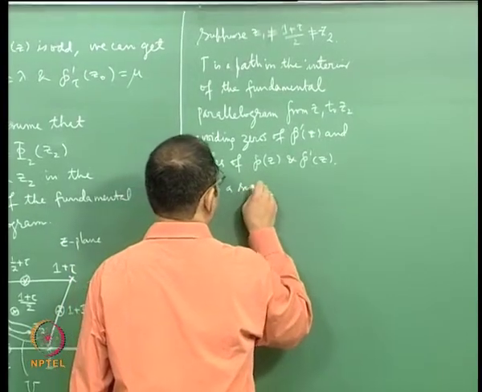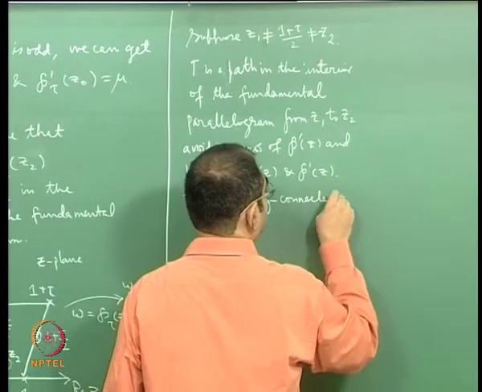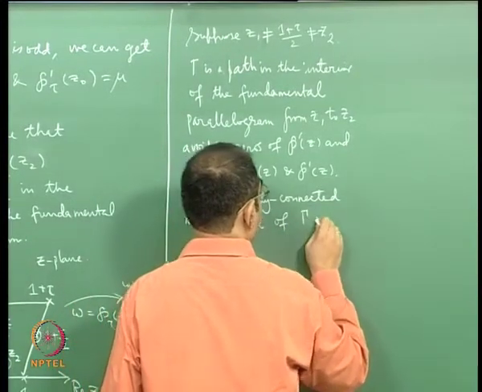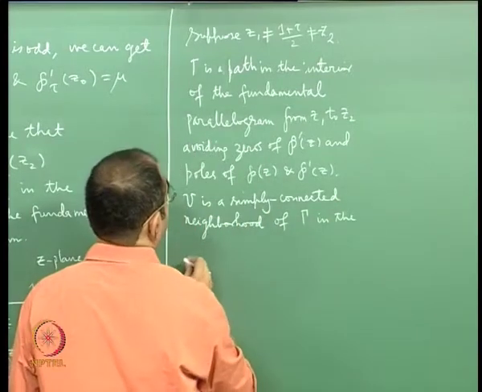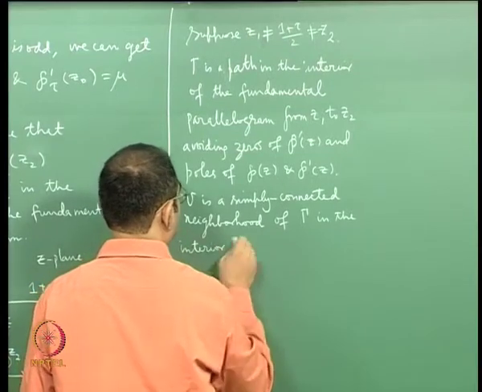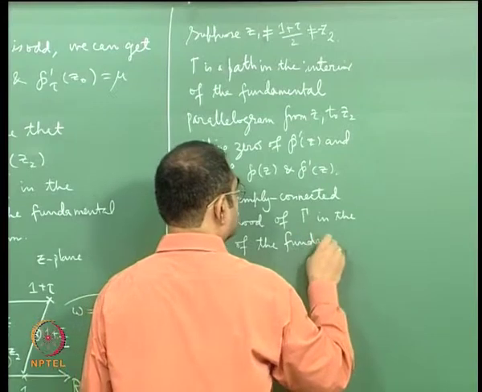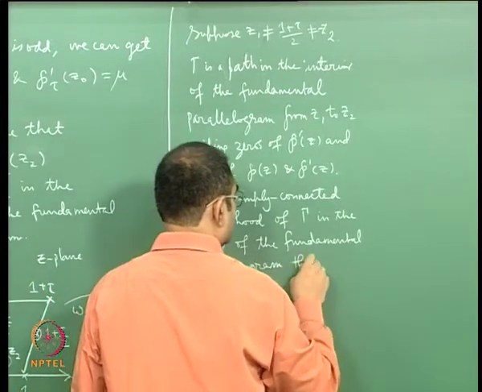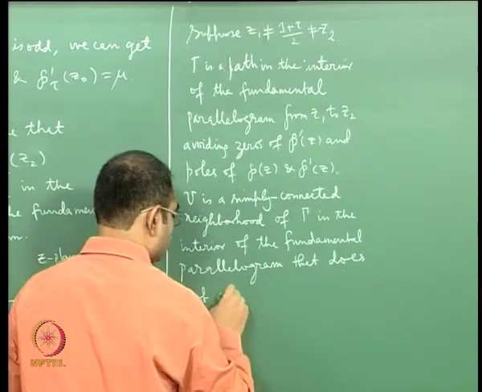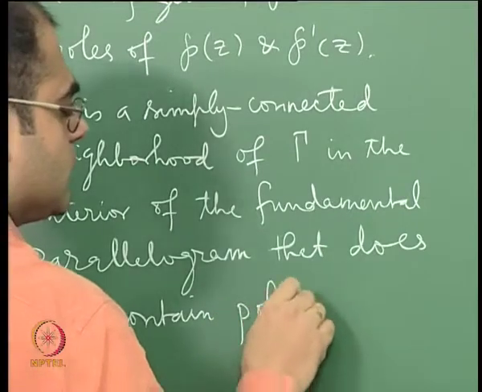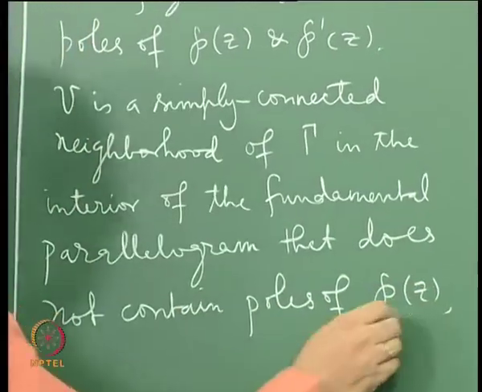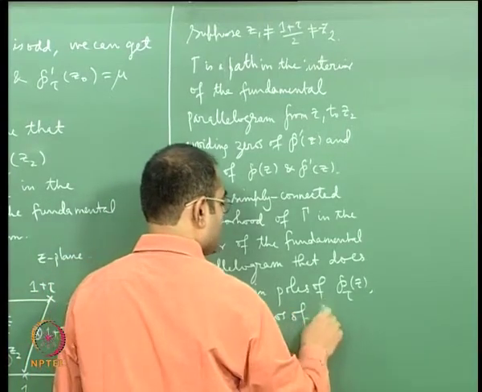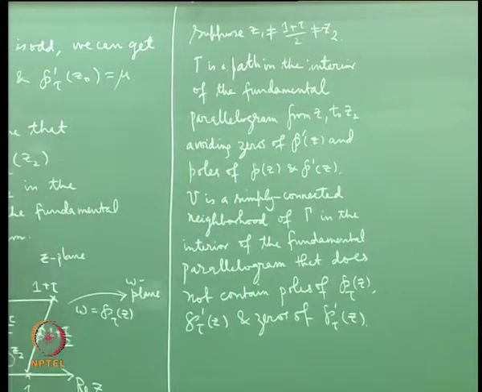U is a simply connected neighborhood of gamma in the interior of the fundamental parallelogram that does not contain poles of phi of Z, phi tau of Z, phi prime tau of Z and zeros of phi prime tau of Z, okay.